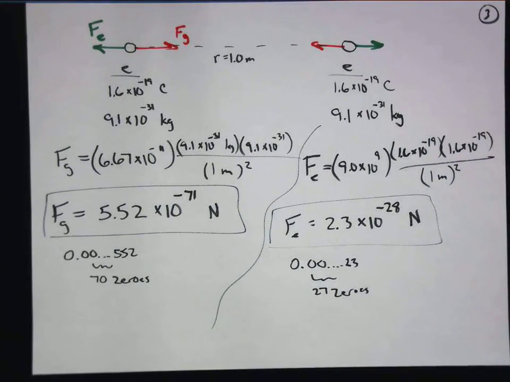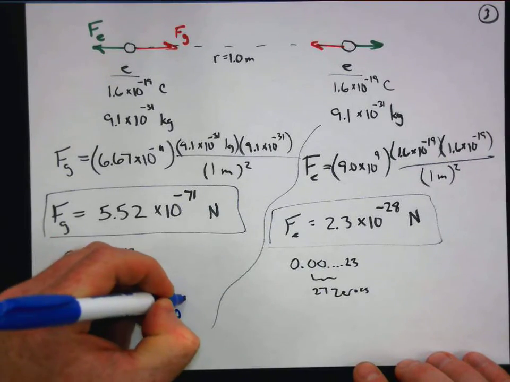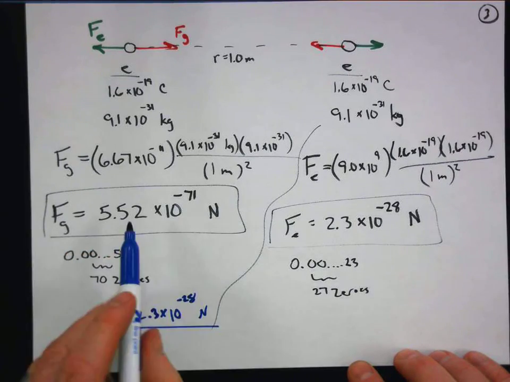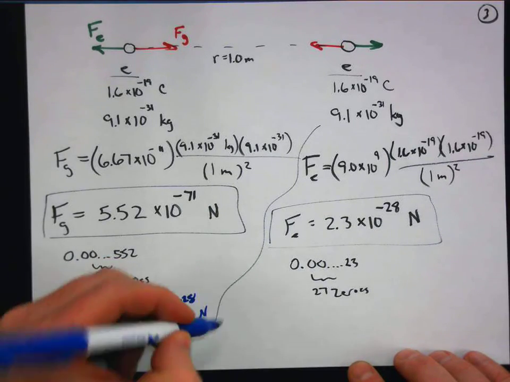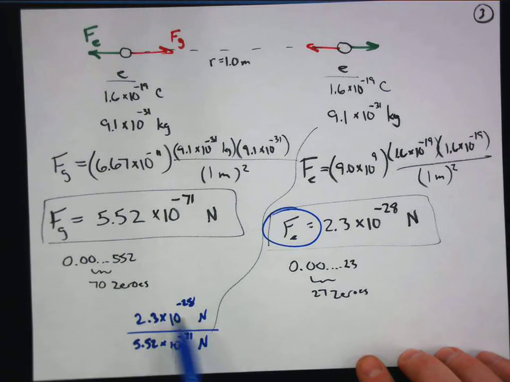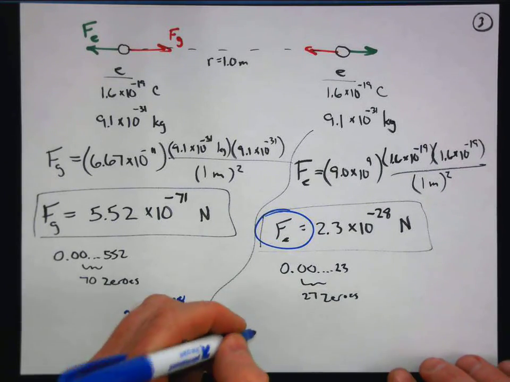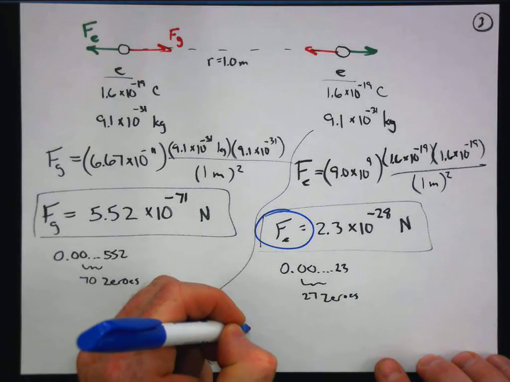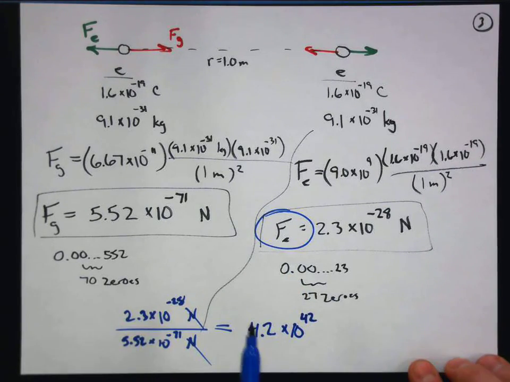In fact, if you look at this properly, you'll realize how much bigger. Here's how we want to look at this. 2.3 times 10 to the negative 28 newtons divided by this answer, 5.52 times 10 to the negative 71 newtons. We're going to make this comparison. How many times stronger is the electric force? So we set it up like this and we divide. And when we do this, the units cancel out. And it's just going to give us a number. How many times stronger is that electric force than the gravitational force? It turns out that the electric force is over 4.2 times 10 to the 42 times stronger.